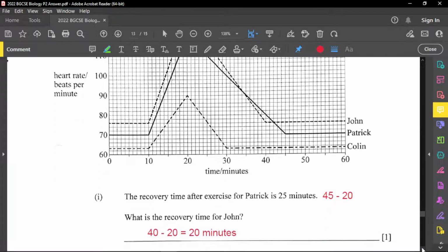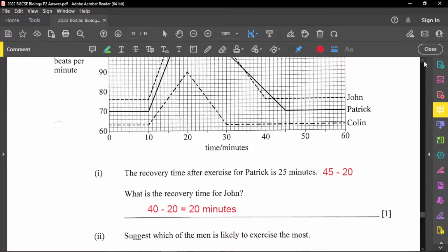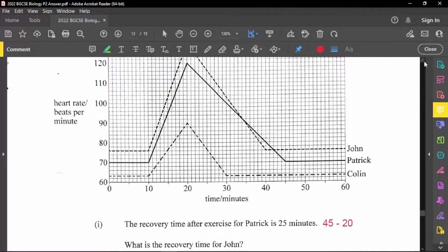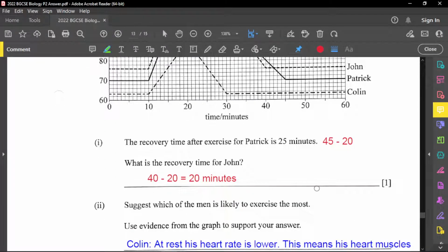So they cannot give you that as a guide to answer the next question, because they ask you, what is the recovery time for John? If you look at John here, the highest point is also 20. But John takes a quicker time to recover, which is 40. So it will be 40 minus 20, which gives 20 minutes. That is a faster recovery rate than Patrick. And if you notice the graph here, John's resting rate starts before Patrick's as well.